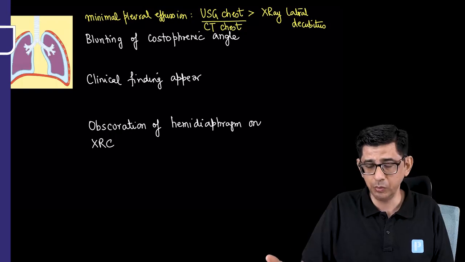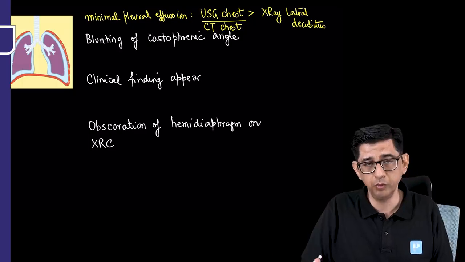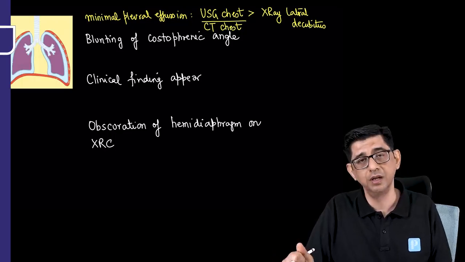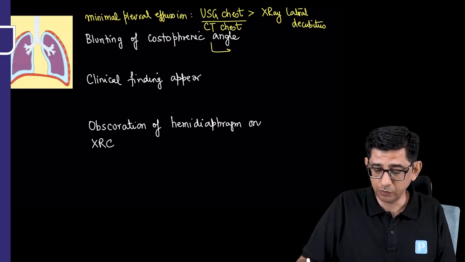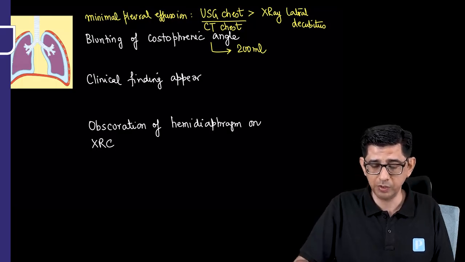But as I explained to you, if there is going to be a history suggestive of a malignancy, then pleural effusion obviously can be picked up by ultrasound, but the tumor cannot be picked up. For that, I need a CT chest. Now, as I was saying right in the beginning, there is a blunting of the costophrenic angle. So most of the time when the fluid goes up to 200 ml in the pleural space, that is when this blunting of the pleural space would start developing.